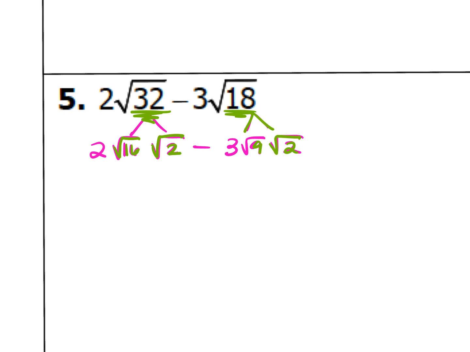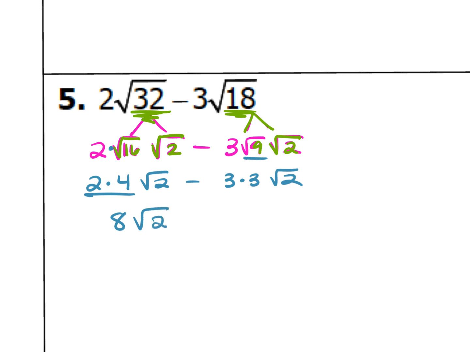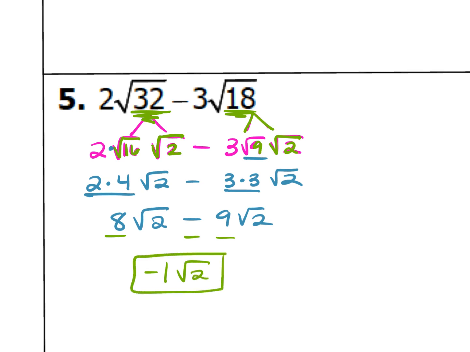Okay, so then you do this. This is multiplication in between them. So 2 times 4 times the square root of 2 minus 3 times 3 times the square root of 2. That's 8 times the square root of 2 minus 9 times the square root of 2. And then you can do the coefficients. 8 minus 9 is negative 1 rad 2. That's the same as saying negative rad 2. So either one of those, you don't need both. They're the same thing. Pick one or the other.